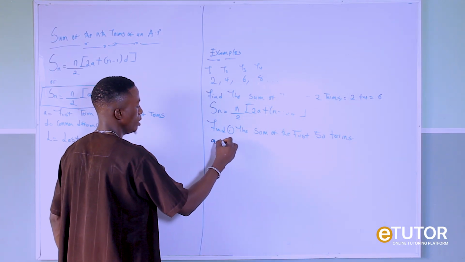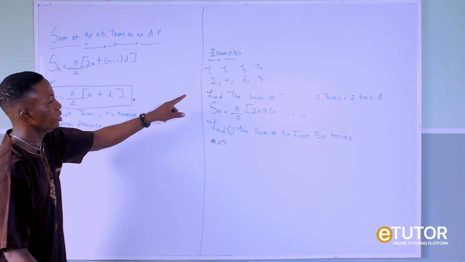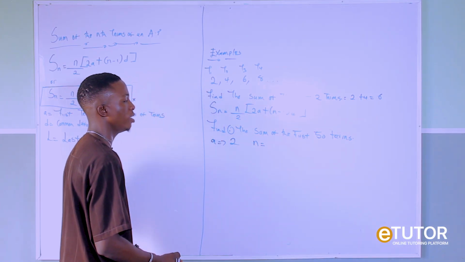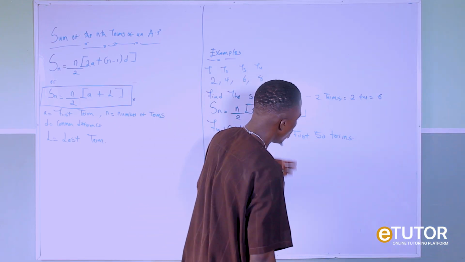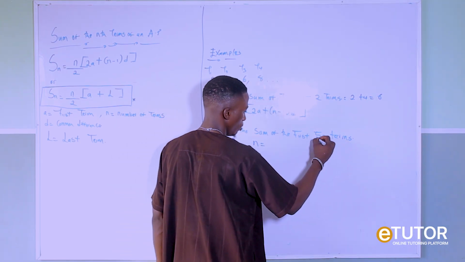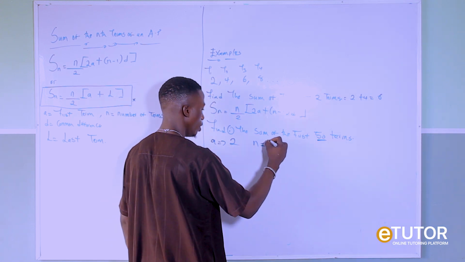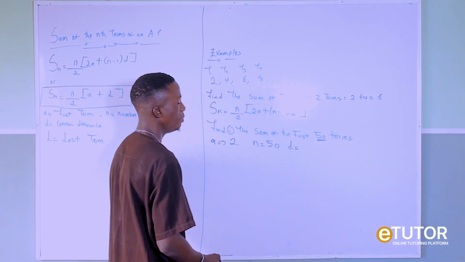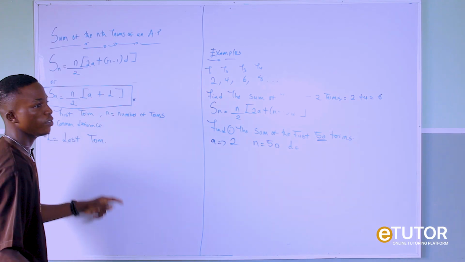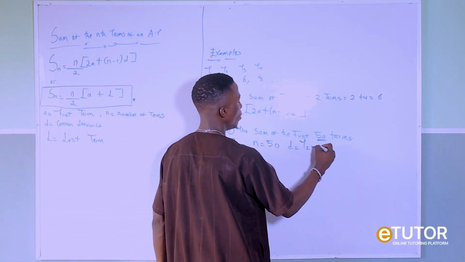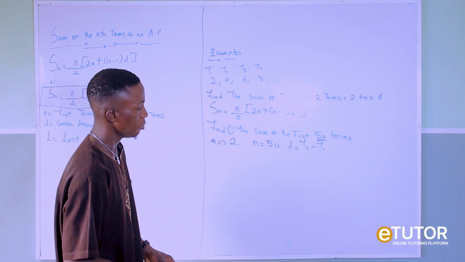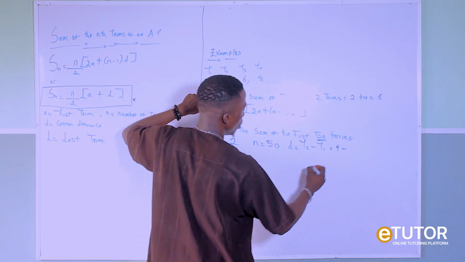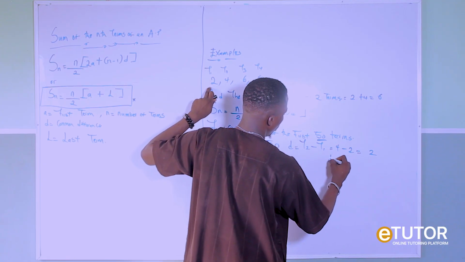So my a means first term. So what is the first term in this sequence? 2. My n refers to the number of terms. So we're asked to find the sum of the first 50 terms. So my n will be equal to 50. Now the next thing to do is to find your what? d. Your d means common difference. And the formula for common difference is T2 minus T1. Now, T2 is what? 4, so equals 4 minus, what's T1? 2. So 4 minus 2 gives what? 2.